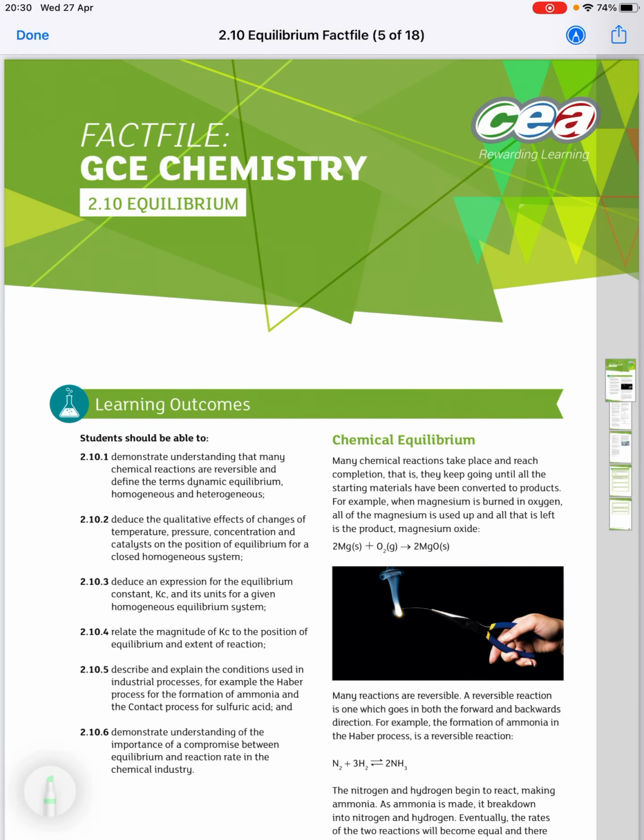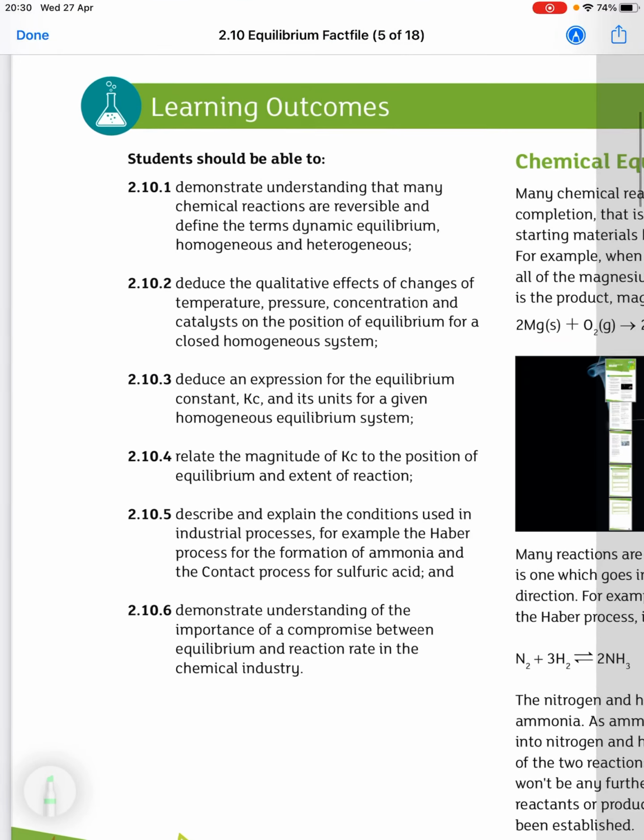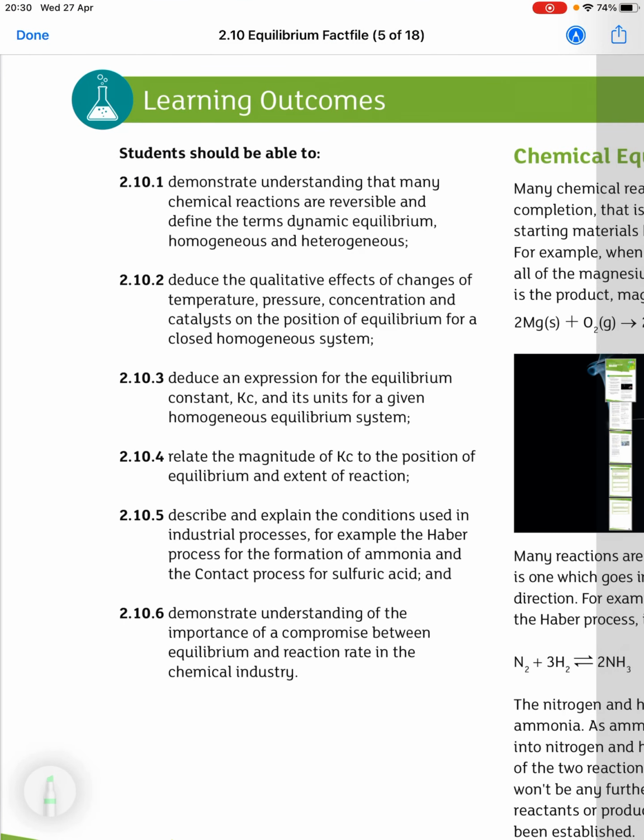This is 2.10 equilibrium. 6 points here. The first one is to demonstrate an understanding that many chemical reactions are reversible and to define the terms dynamic equilibrium, homogeneous and heterogeneous. Then deduce the qualitative effects of changes of temperature, pressure, concentration and catalysts on the position of equilibrium for a closed homogeneous system.